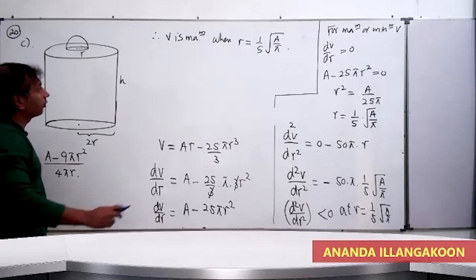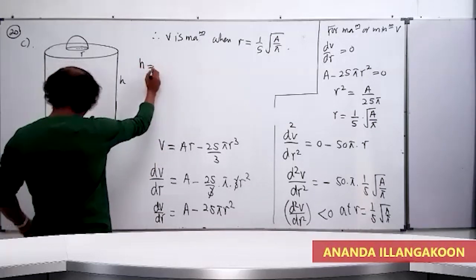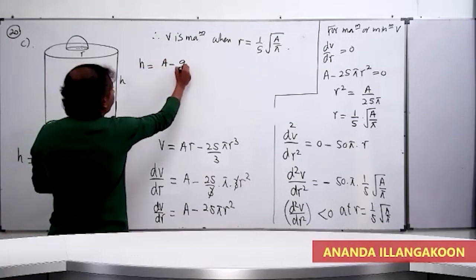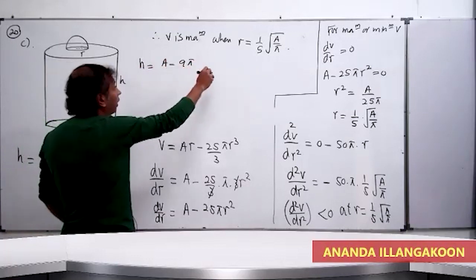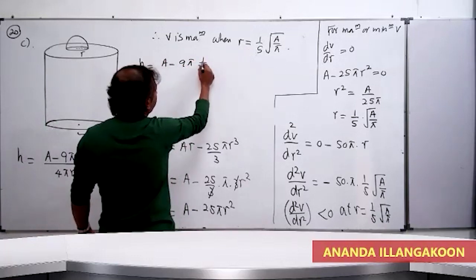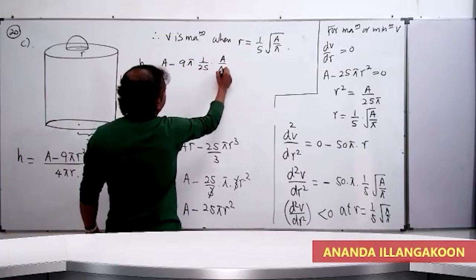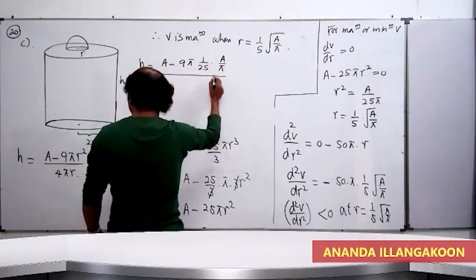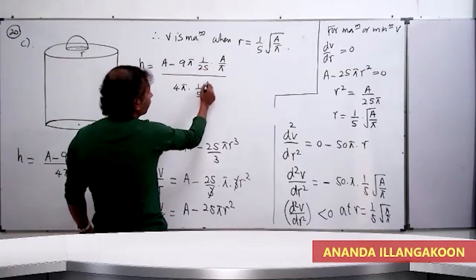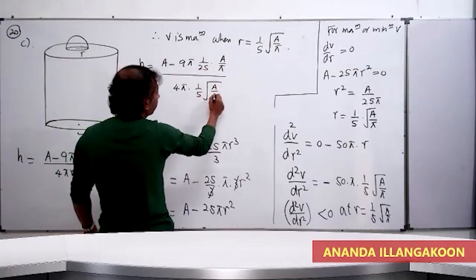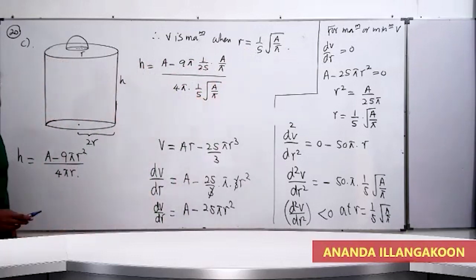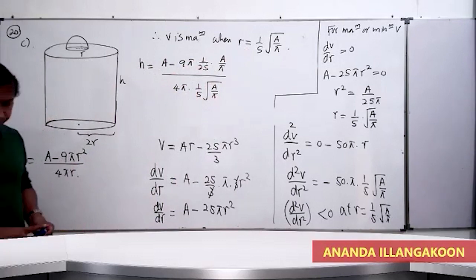h is this. h can then be found, people. A minus 9 pi r square. r square is the square of that, 1 upon 25 A upon pi, divided by 4 pi r, which means this. Simplify this, you get the answer for h. Right now?